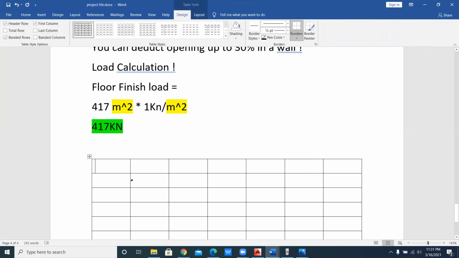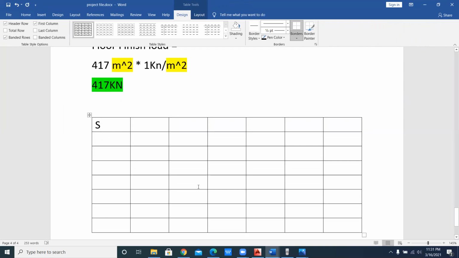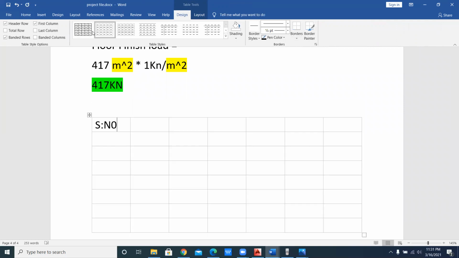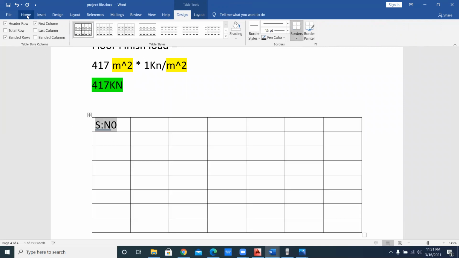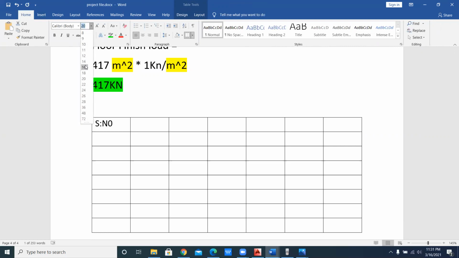Okay, now we can easily calculate here. First of all you have to calculate here S number. I have to reduce its size. In fact, that is 14. That is element. Oops, still it's large. I have to change it. That is 14. That is element.